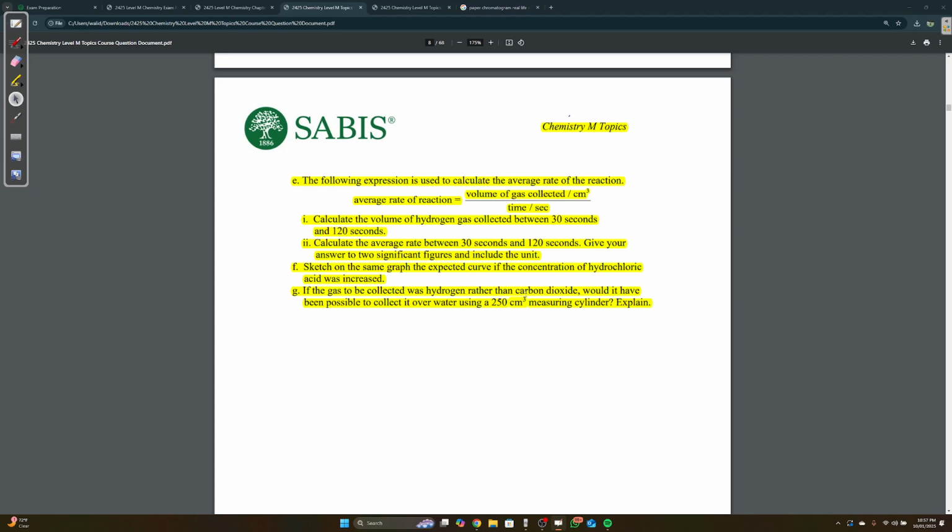If the gas was hydrogen rather than carbon dioxide, would it be possible to collect it over water using a 250 centimeter cube measuring cylinder? Explain. Obviously yes. Why yes? Because we're using hydrogen, and hydrogen is insoluble in water, so it actually won't be absorbed by the water. It's going to go up and be collected.